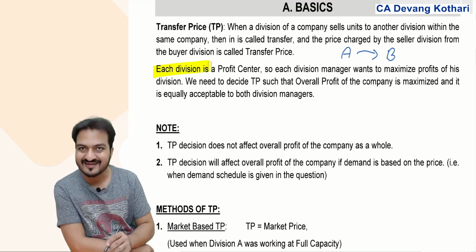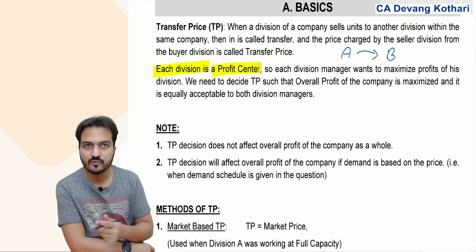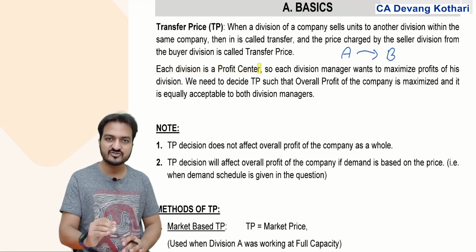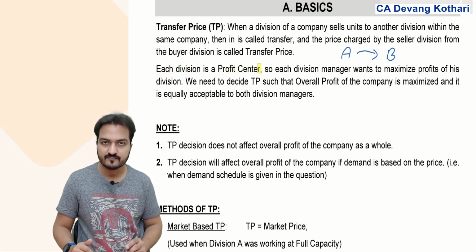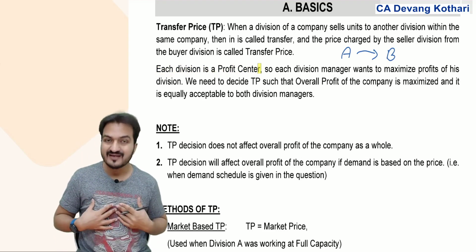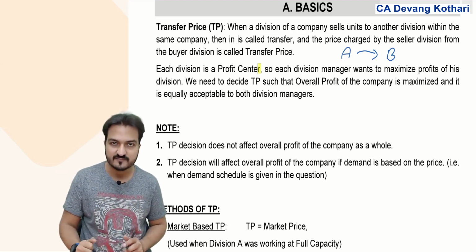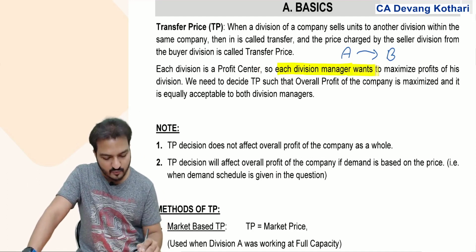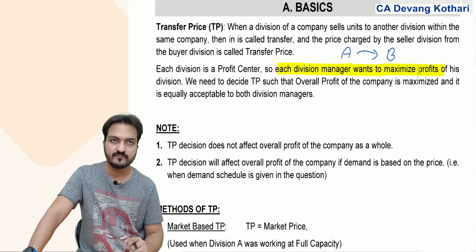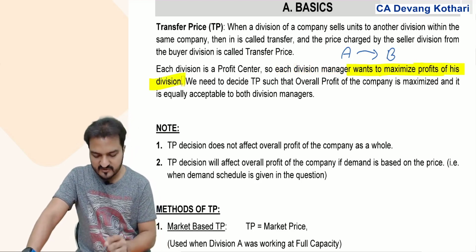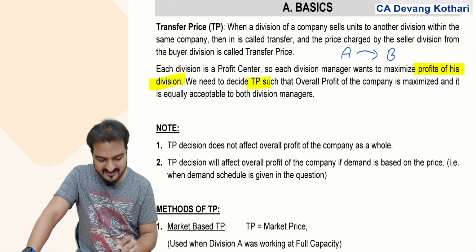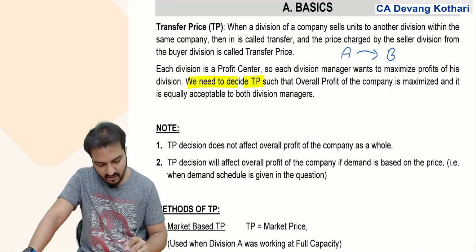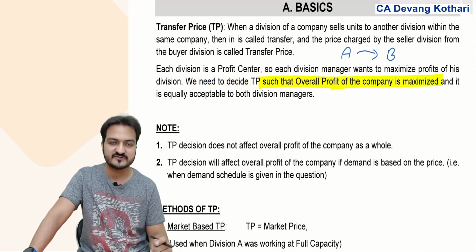Now, each division in my company is a profit center. What does it mean? It means that the performance of each division is measured based on profits generated by that division. So if my company is evaluating division performance by calculating division profit, each division manager will always want to show maximum profits, will always want to maximize the profits of his division. We need to decide a transfer price such that the overall profit of the company is maximized.